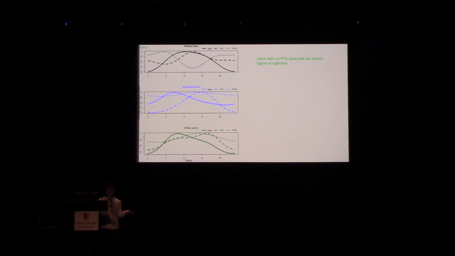For shad and white perch, the catch rates on eggs and yolk-sac larvae are still higher in daytime. But for post-yolk-sac larvae, even if the survey switched from daytime to nighttime, the catch rates on post-yolk-sac larvae are slightly higher in daytime.